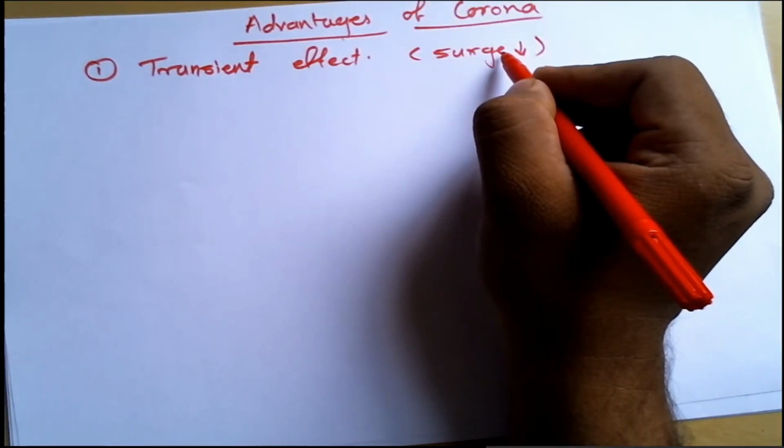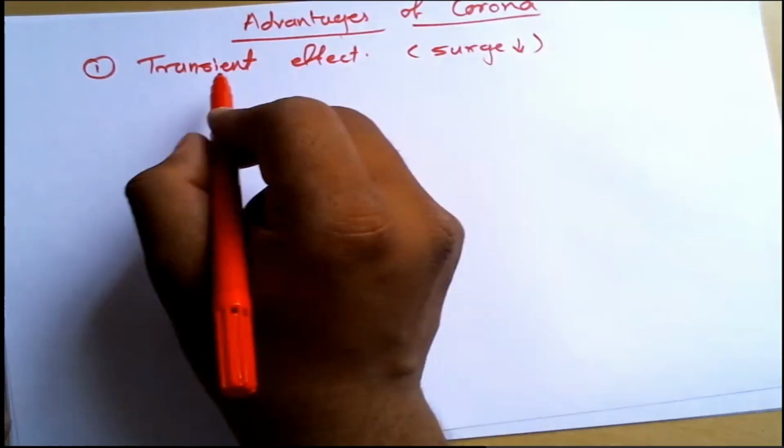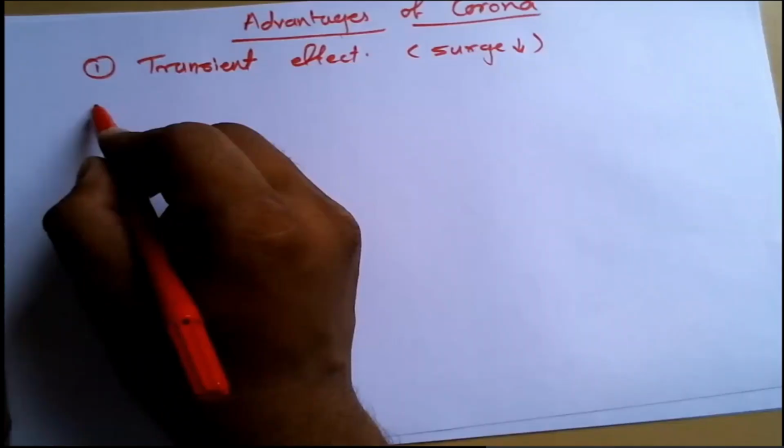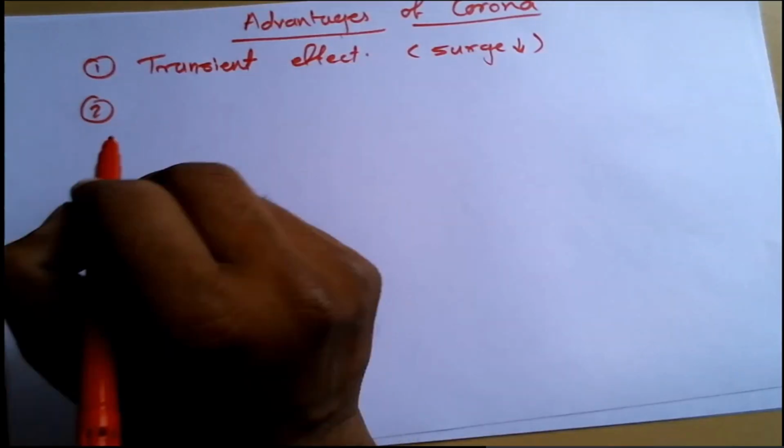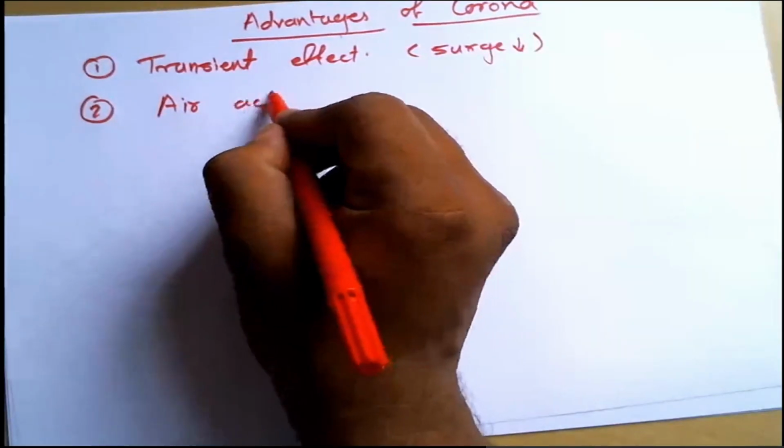Means lightning झालं, एकदम lightning stroke आला, तर ते lightning stroke corona lossच्या फॉर्म मध्ये reduce होतो. So this is one of the major advantages of corona. Second, in case of corona, this air acts as a virtual conductor.